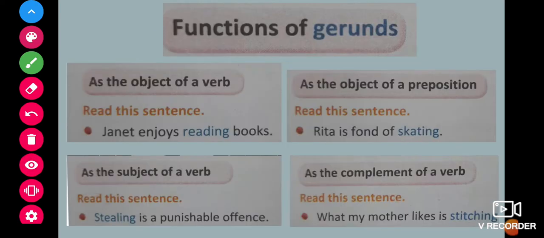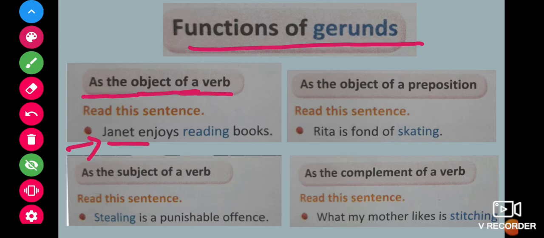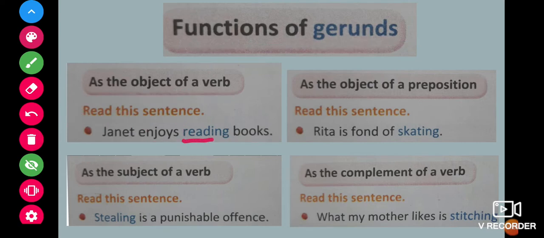Let us move ahead. Let us look at the functions of gerunds. The first function is that gerunds act as the object of a verb. What does it mean? Let us look at the example. Janet enjoys reading books. Now here Janet is the subject, enjoys is the verb and reading books acts as an object.